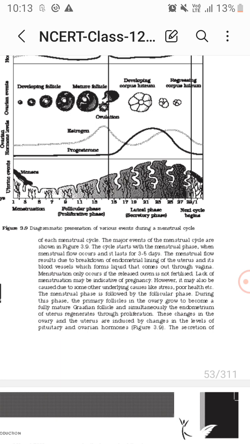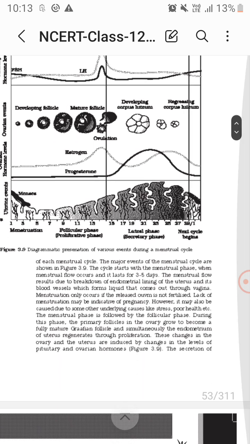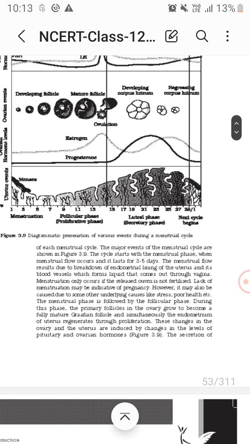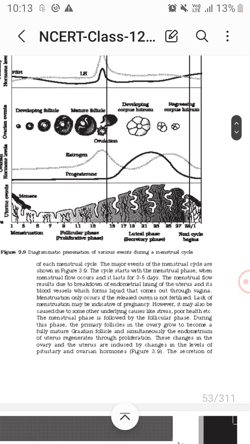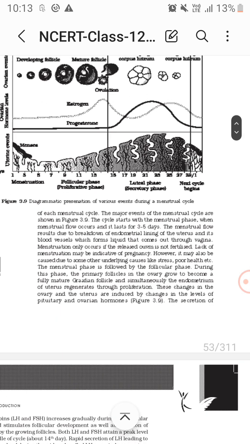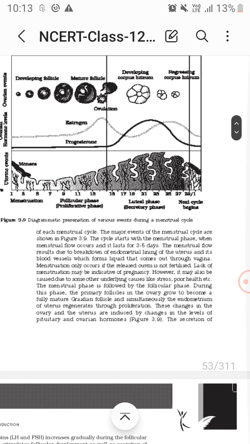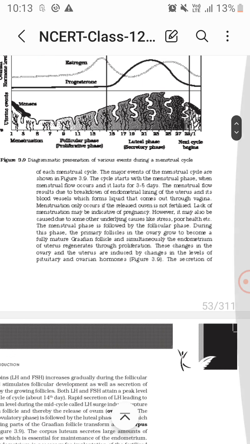If it is maintained, the corpus luteum is maintained under the LH, right? And the corpus luteum secretes progesterone, also estrogen, but mainly progesterone and relaxin, right? Relaxin from the ovary, right? Now this is the luteal, that is the secretory phase, and before that it is the follicular phase, the proliferative phase, and this is the growing phase.